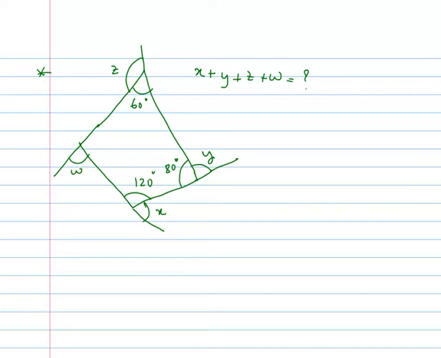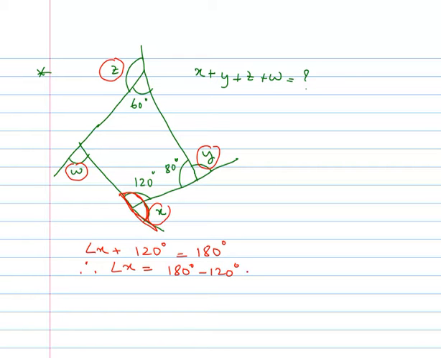Now X, Y, Z and W are unknown over here. So first we have to find out the values of X and Y and Z and W. We know that this is a straight line. Therefore angle X plus 120 degrees is equal to 180 degrees, right? Therefore angle X is equal to 180 degrees minus 120 degrees, which makes 60 degrees.